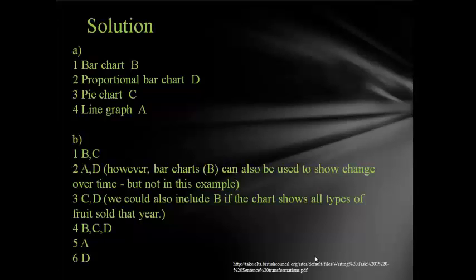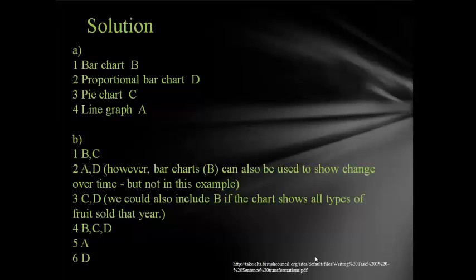Number 3, C and D. Pie chart and proportional bar chart show how a total figure is divided into parts. We could also include B if the chart shows all types of fruit sold that year. Number 4, B, C, and D. Bar chart, pie chart, and proportional bar chart show comparisons for different groups.